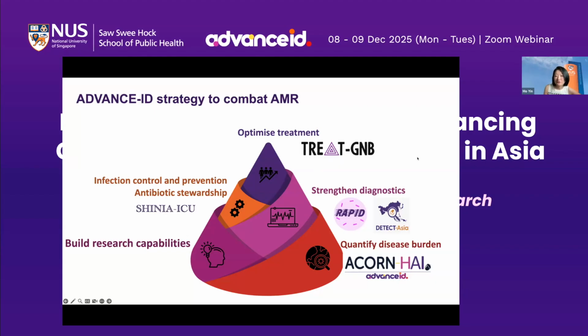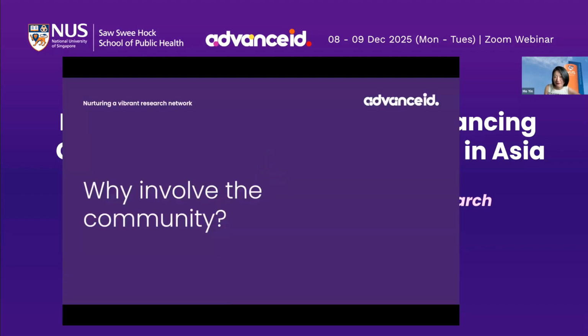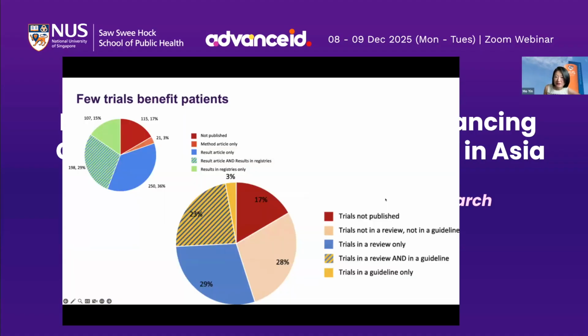And the gap that we always felt when we design studies, implement studies and disseminate results is that we do not involve the community enough. And why is it important to involve the community?